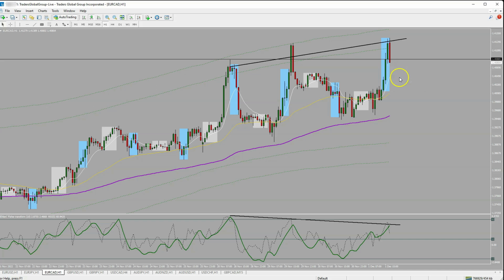So that's what I'm looking at, guys. This triple top reversal pattern on H1. Like I said, 3 hits to the high. So we're going to see what happens.